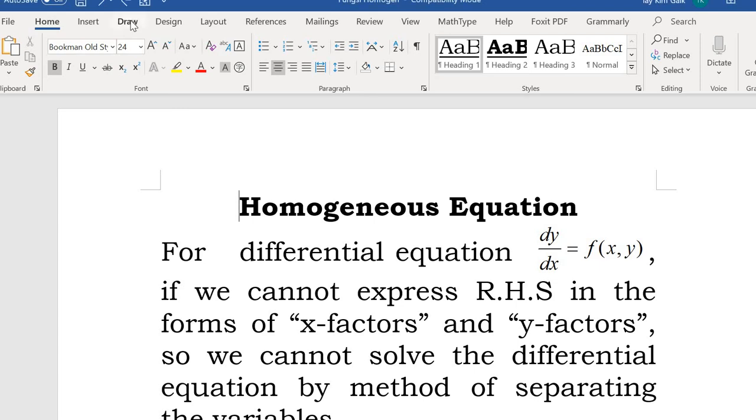Okay, good afternoon to all of you. Today we are going to learn the homogeneous equations.